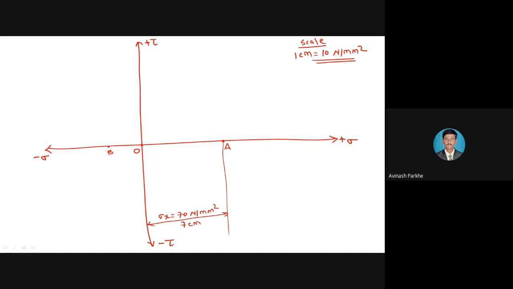As 3 centimeter only. So sigma y is equal to 30 Newton per mm square, which is equal to 3 centimeter, or minus 3 centimeter. So point A is represented as sigma x, point B is represented as sigma y. One is at the right side of the origin, another is at the left side of the origin.